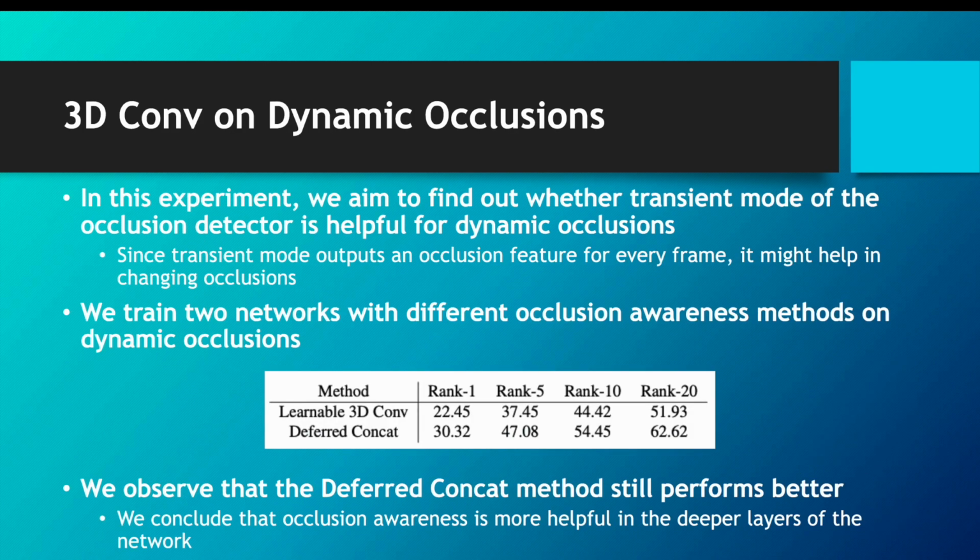Another thing, if you're working with dynamic occlusions, one thing which comes to mind immediately is why not use the transient mode of the occlusion detector, because it gives different occlusion features for every frame. And this is what we do exactly in this experiment. We train two different networks with different occlusion awareness methods, one of them using the transient mode and one of them using the cumulative mode of the occlusion detector. But counterintuitively, we observe that the one with the cumulative mode, namely the deferred concat method, still performs better, and we conclude that occlusion awareness is more helpful in the deeper layers of the network.